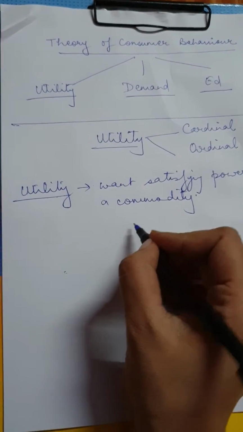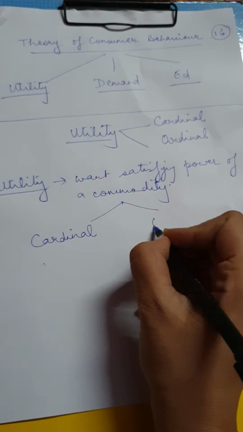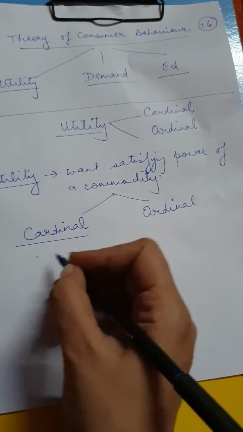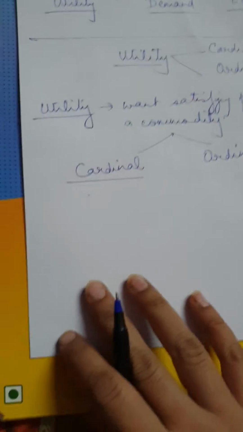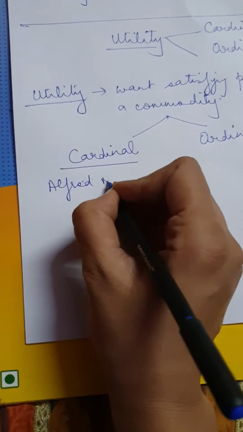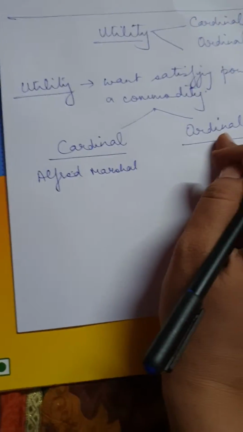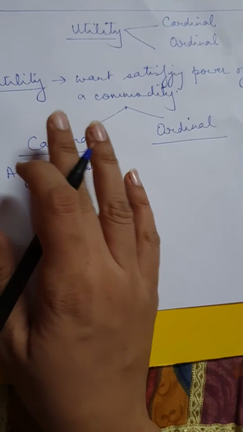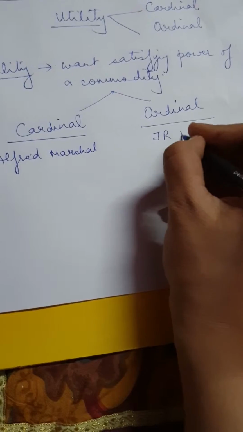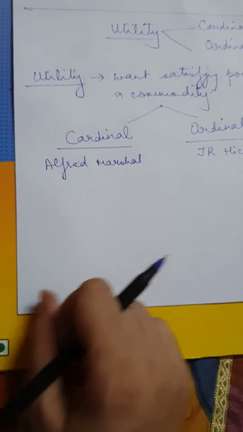Now utility can be measured by 2 approaches. One is the cardinal approach and the other is the ordinal approach. Cardinal approach was given by the classical economist, as we say. It was given by Alfred Marshall. While the ordinal approach came later when we had suffered some limitations from the cardinal approach. We'll talk about them later. Then J.R. Hicks came up with an approach known as the ordinal approach. Let us first talk about the cardinal approach.